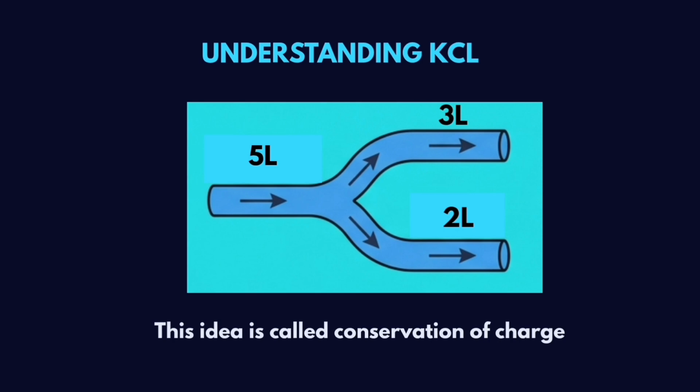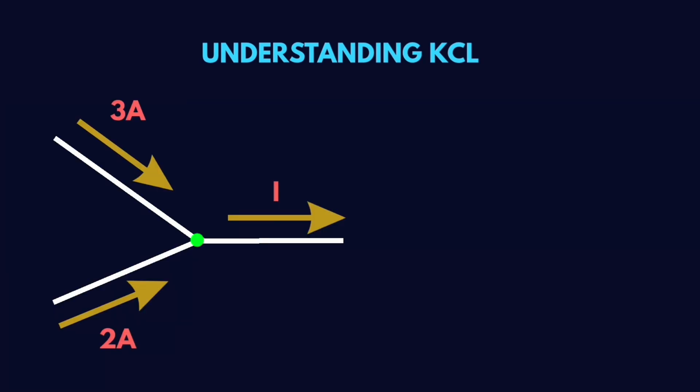Let's understand this through a simple example. Here we have a node wherein 3 ampere of current is entering through this branch and 2 ampere from the other branch, while I is the current leaving from that particular node. Using KCL, since 3 plus 2 equals 5, the total amount of current leaving the node will be 5 amperes.